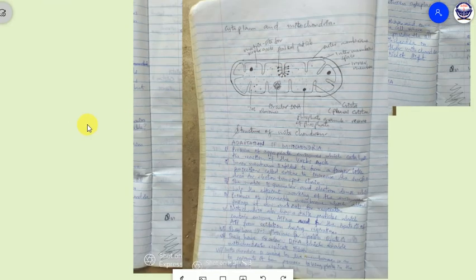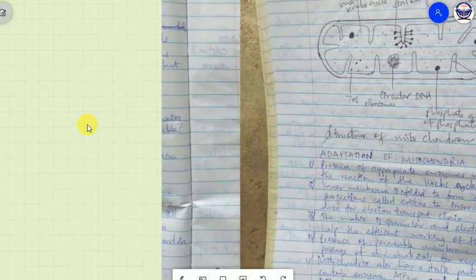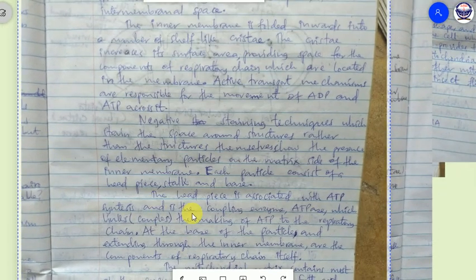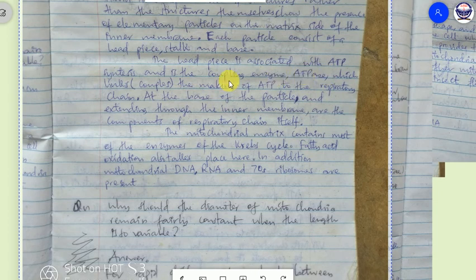We shall see the magnification of all of these diagrams later. We shall see them as we continue with the discussion in our topic of respiration. So the head is associated with ATP synthesis and is a coupling enzyme. The head contains ATPase, which is a coupling enzyme. So here the head of the stalked particles is involved in ATP synthesis. So the coupling enzyme ATPase links or couples the making of ATP to the respiratory chain.